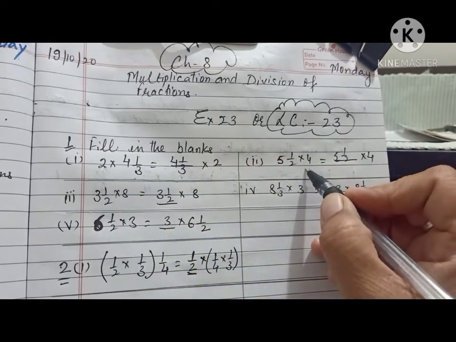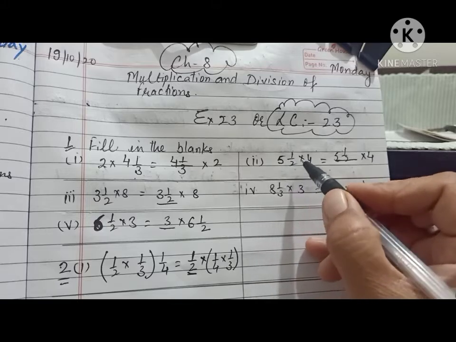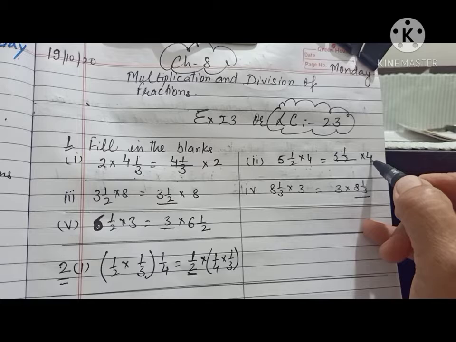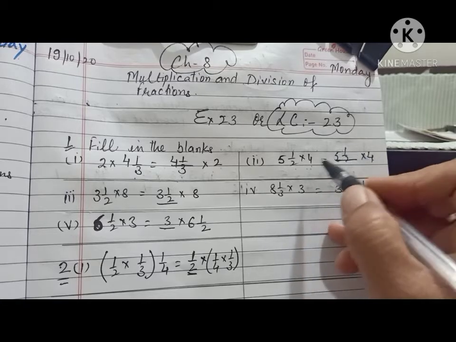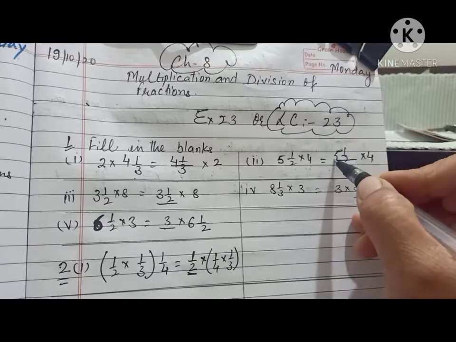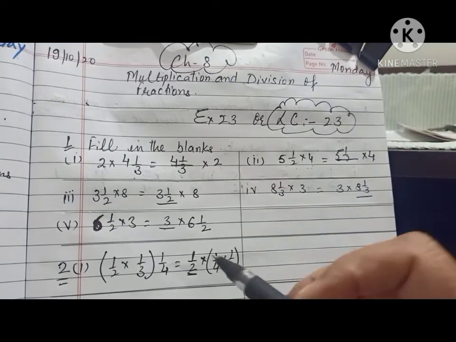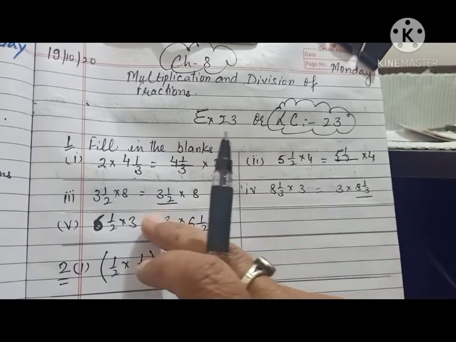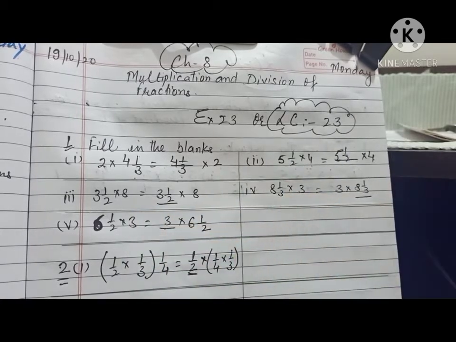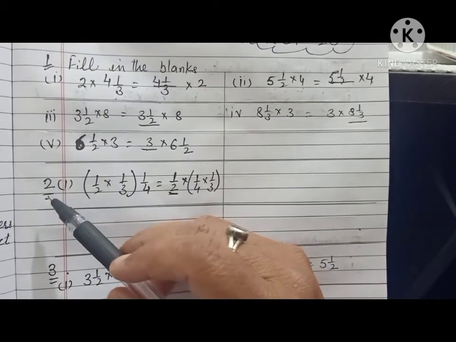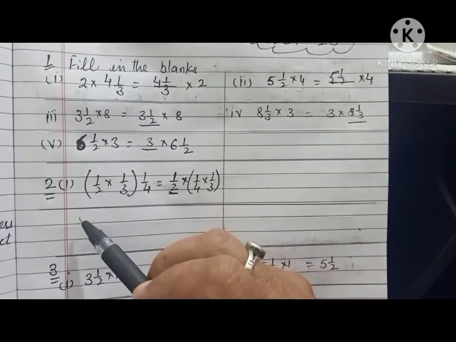Second part of this fill in the blank is 5 1 by 2 multiply by 4. This is the blank. 4 is already given and this is the blank. We can put here the missing number. The missing number is 5 1 by 2. So all the parts of this question you can try yourself, which number is missing, and complete the first question.